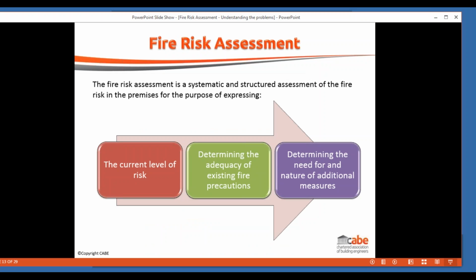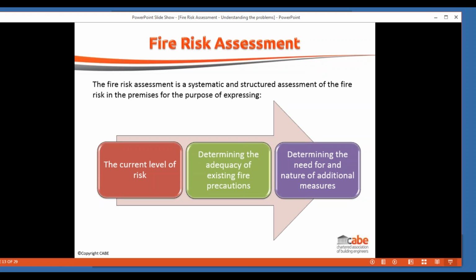Okay, and then what we're generally doing in terms of the fire risk assessment is a fairly structured approach to going through. So go through the premises, identify the hazards, look at the current level of risk, and then for each of those levels of risk, what we're trying to do is reduce it down. So look at the existing provisions, and then decide the precautions, and then decide if we need to put additional measures in place.